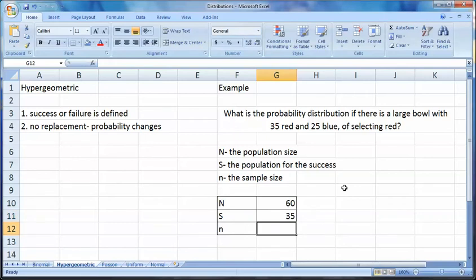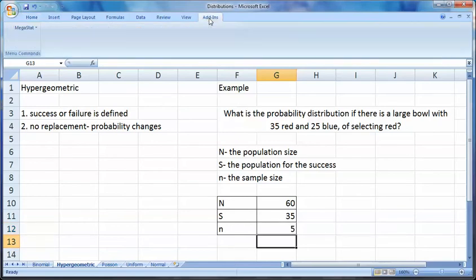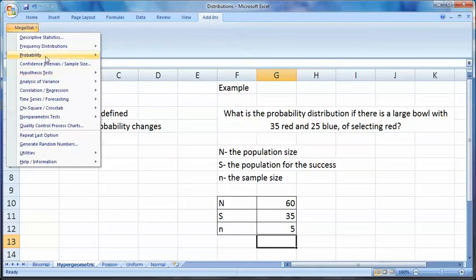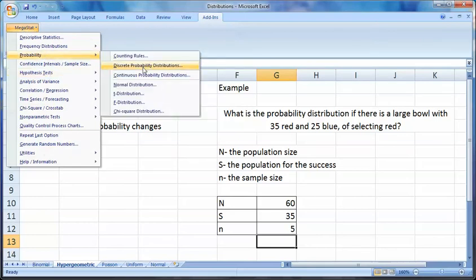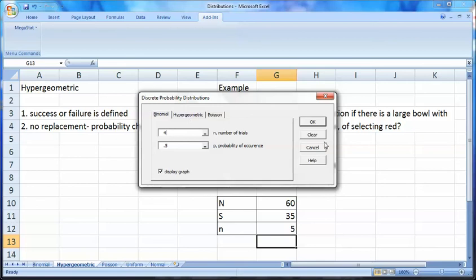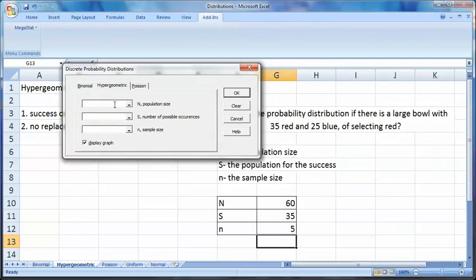And what is the probability of the sample size? Well, let's see. Let's say we're going to pull out 5 of them, 5 gumballs at a time. With that information, we go to our add-ins, our MegaStat, probability, discrete probability distributions. We'll go ahead and clear everything out. Go to our hypergeometric. Our population size is 60. Our success is going to be 35, and our sample size is going to be 5. And push OK.